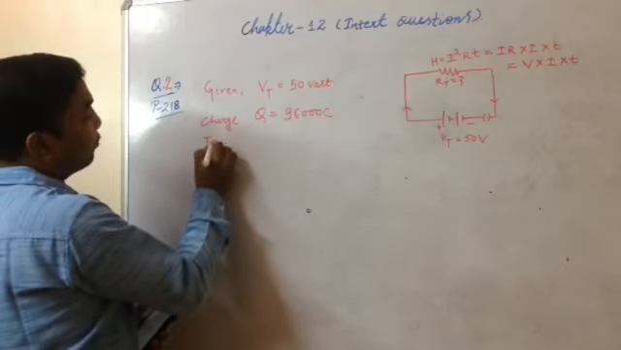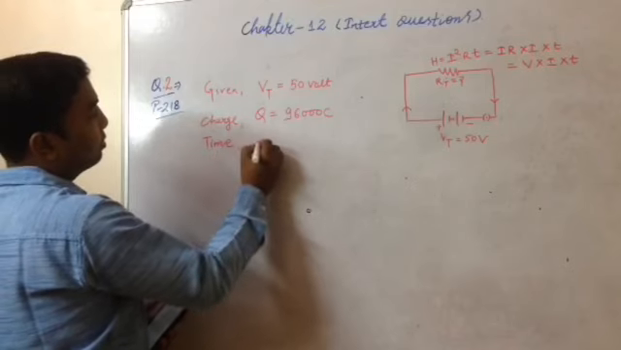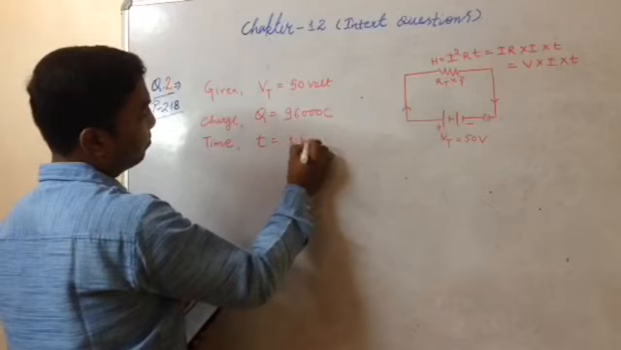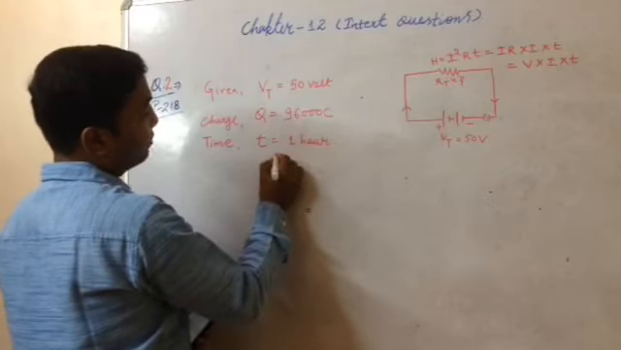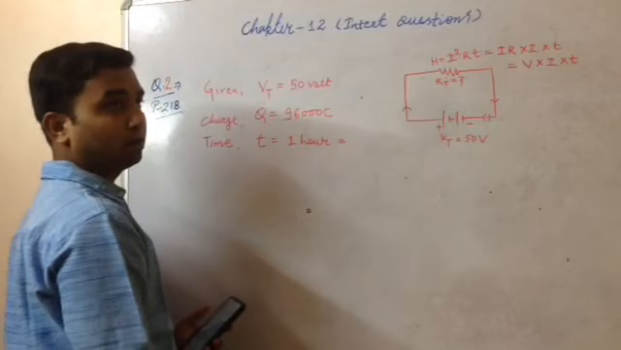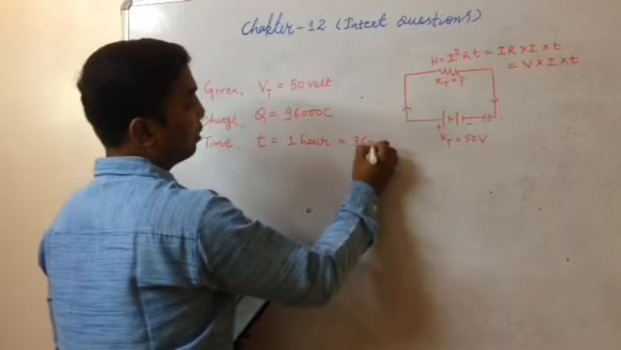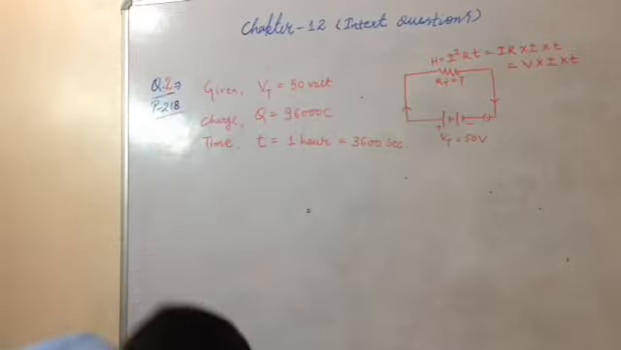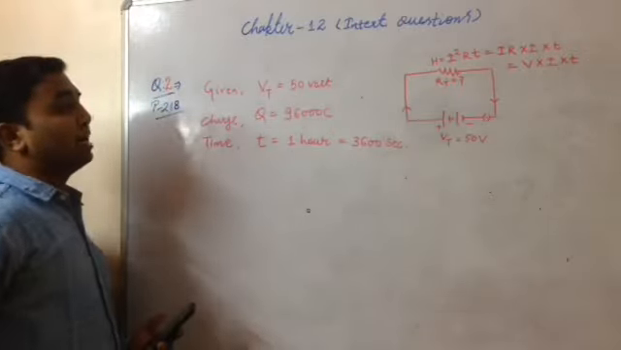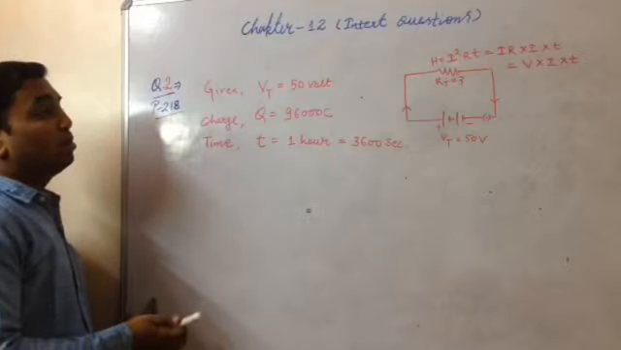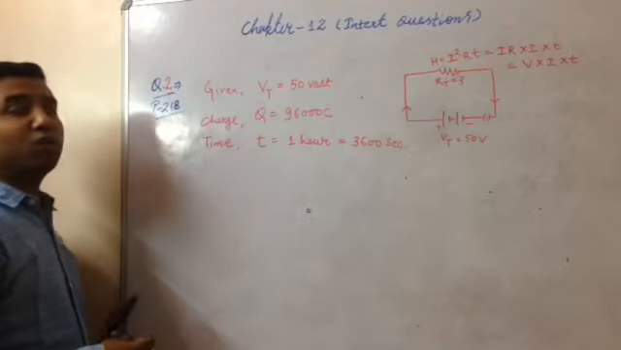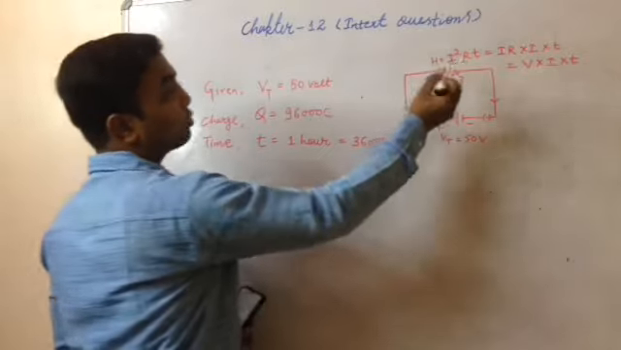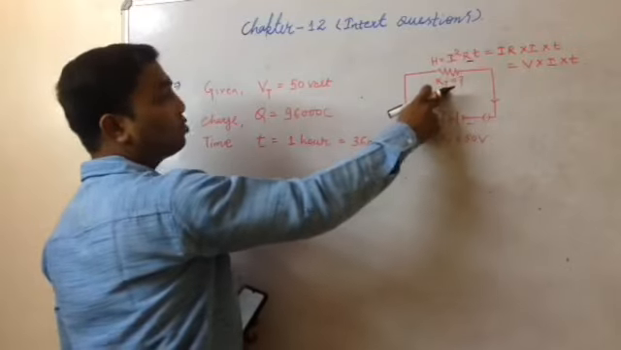And in what time is this charge flowing? The time is 1 hour. This 1 hour is equal to how many seconds? 3600. So 1 hour equals 3600 seconds. This is the data that was provided to us. Now what do we have to calculate? We have to calculate the heat generated or heat produced. We know the formula of heat I square RT, but R is not given, so we would have to calculate it.